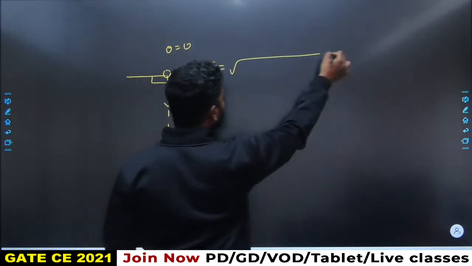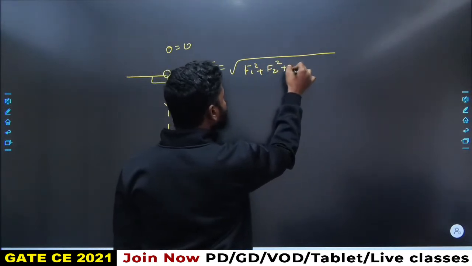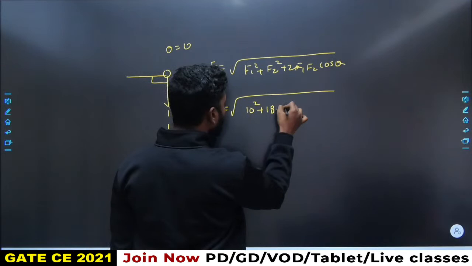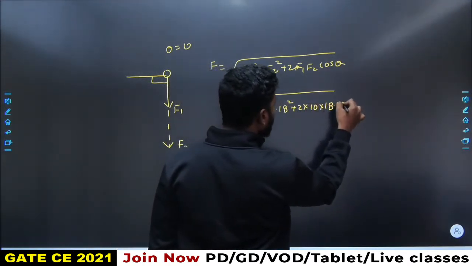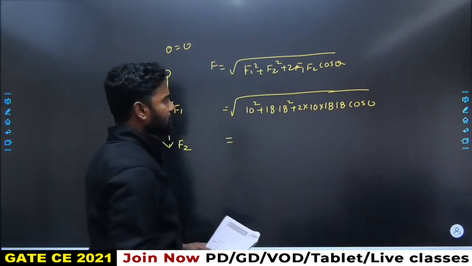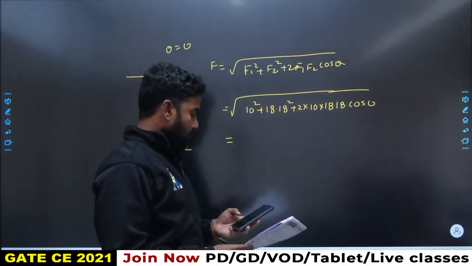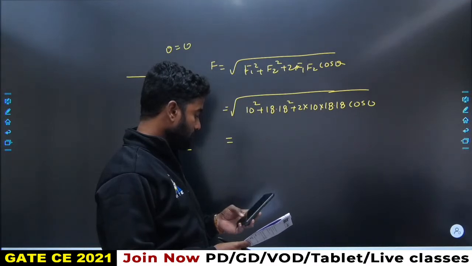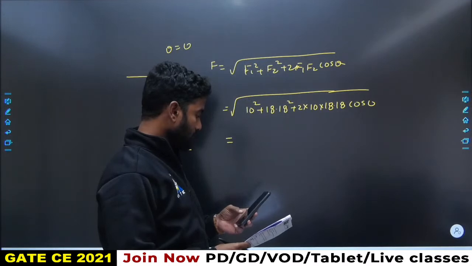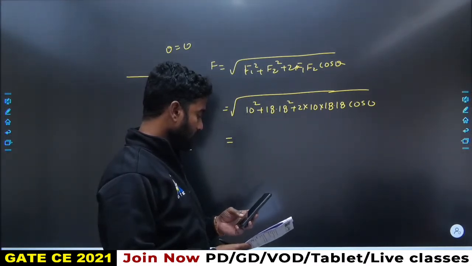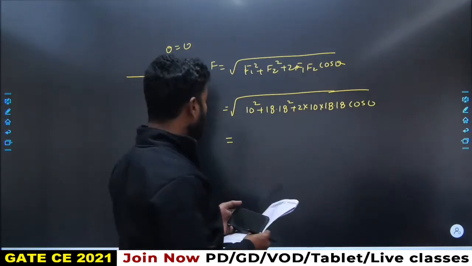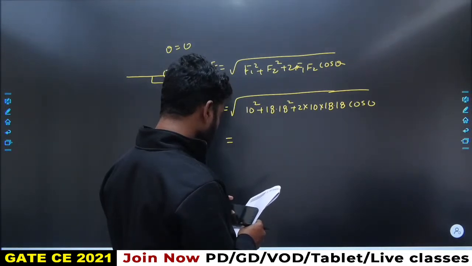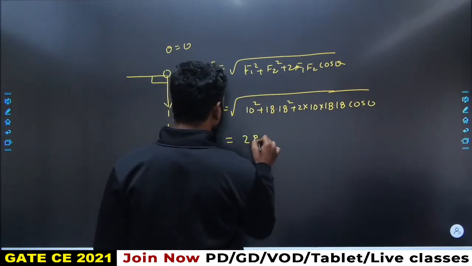Theta is 0 degrees. Now F is equal to under root of F1 square plus F2 square plus 2 F1 F2 cos theta, which is under root of 10 square plus 18.18 square plus 2 into 10 into 18.18 multiplied with cos 0. That gives 794.112 under the root, so the answer would be approximately 28.18 kilonewtons.